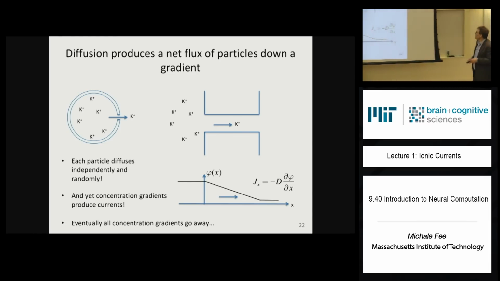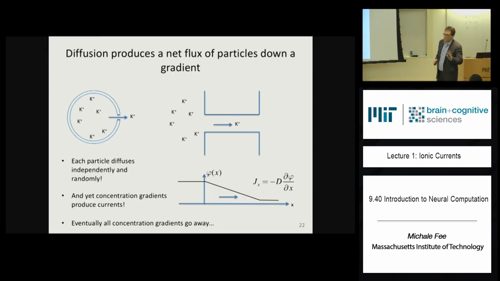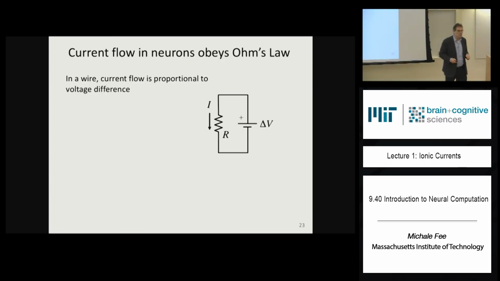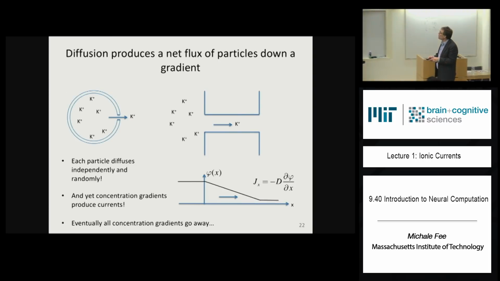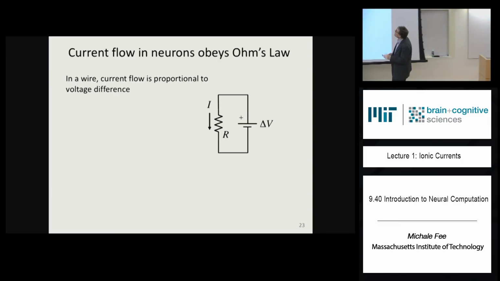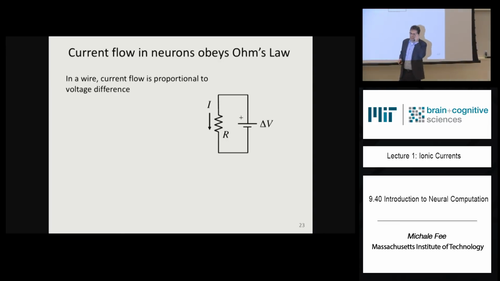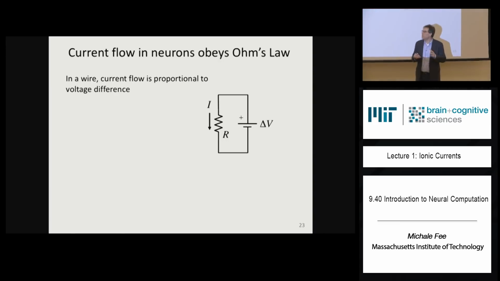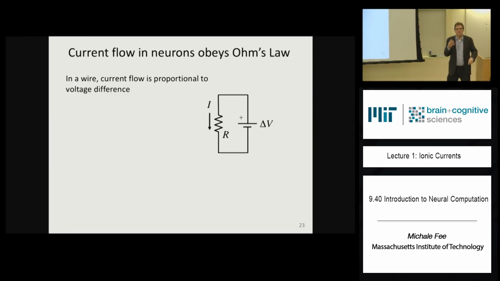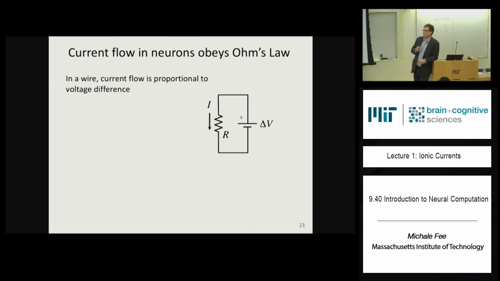Okay. But eventually, all concentration gradients go away. All right. So that is how we get current flow from concentration gradients. Now, the next topic has to do with the diffusion of ions in the presence of voltage differences, in the presence of voltage gradients.